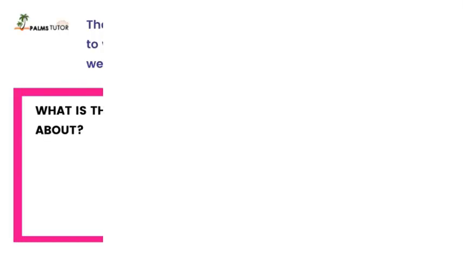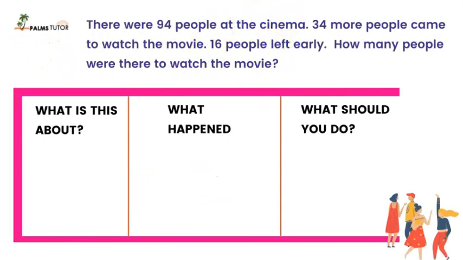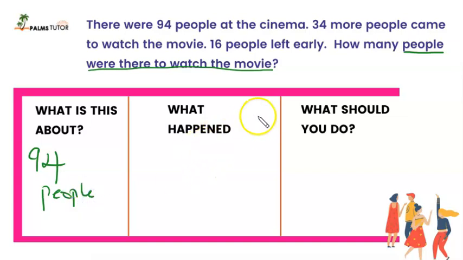So, let's see another one. Okay, so now let's see what this question wants us to do. How many people were there to watch the movie? So that means some people went to some place to watch a movie. So we want to know how many people were there to watch the movie. Okay, so let's see. What will help us solve this problem? There were 94 people at the cinema. Good. 94 people were at the cinema.